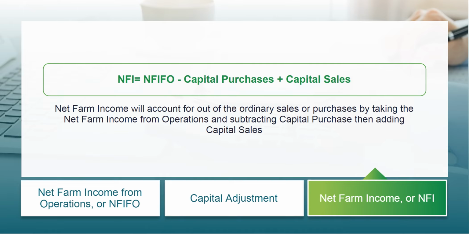The third calculation is net farm income, or NFI, which is calculated using these figures from the first 2 calculations. To calculate your net farm income, take your net farm income from operations, or NFIFO, and subtract capital purchases, then add capital sales. This allows you to account for out-of-the-ordinary sales or purchases.